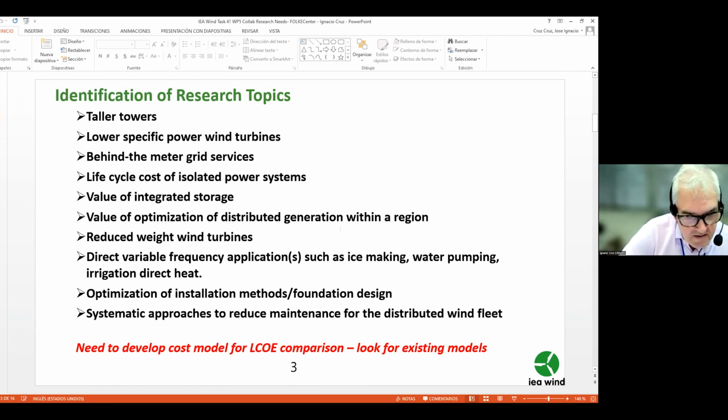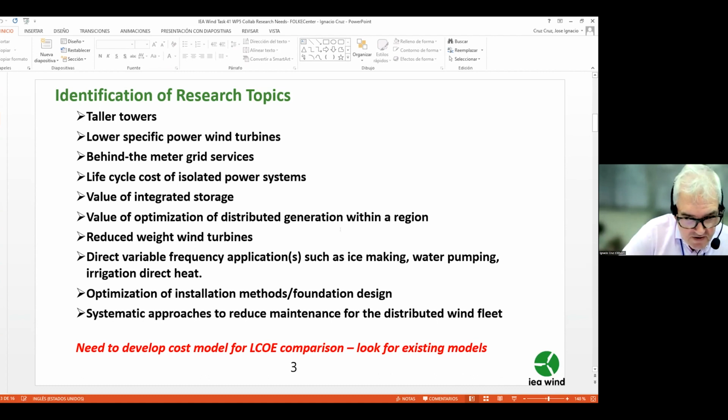Reduced weight wind turbines. This is very related to the materials, to the new materials, to the new design solutions. We can learn something from large wind turbines that are modular solutions. This is another important issue.